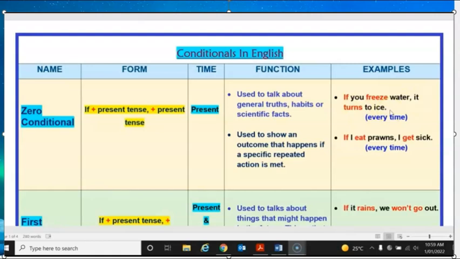Another time that we use this particular conditional, zero conditional, is when we want to show an outcome that happens if a specific repeated action is met. So in this example, if I eat prawns, I get sick. So this happens every single time. So again, we've got if plus present tense, eat prawns, comma, plus present tense, get sick.